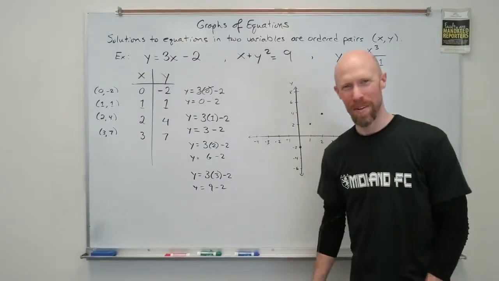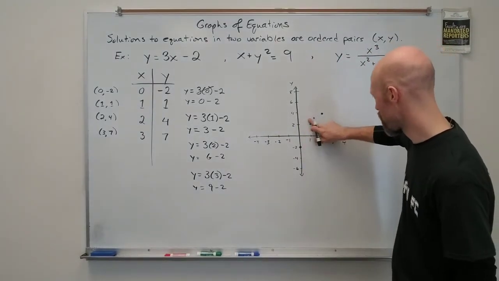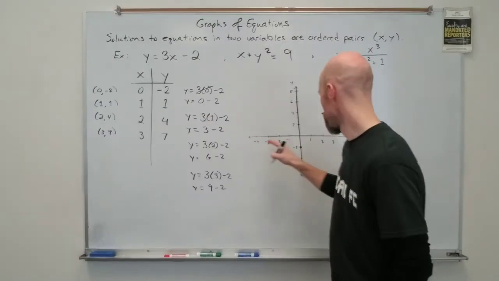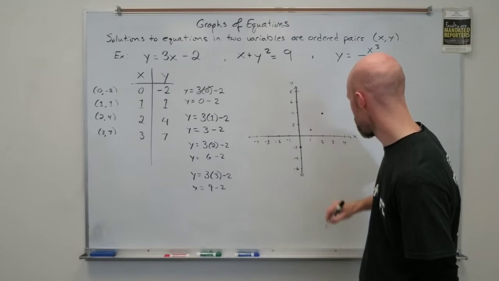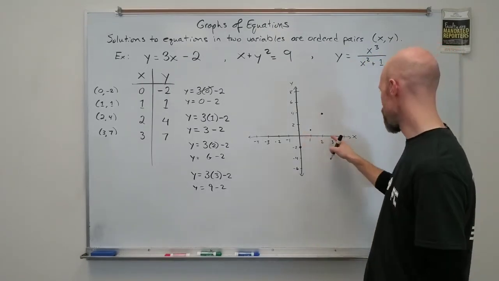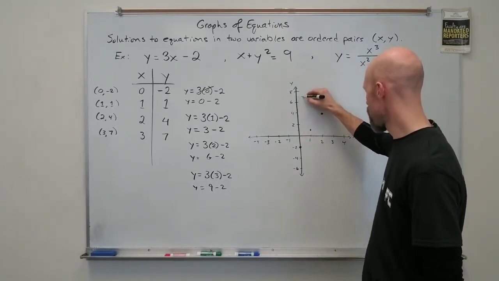1 comma 1 is not a 1 comma 1. I have a 1 comma 2. 1 comma 1 should be 1 over, 1 up. And 1 up is right there. I don't think that looked right. Okay, and then 3 comma 7. You go over 3 and up to 7.